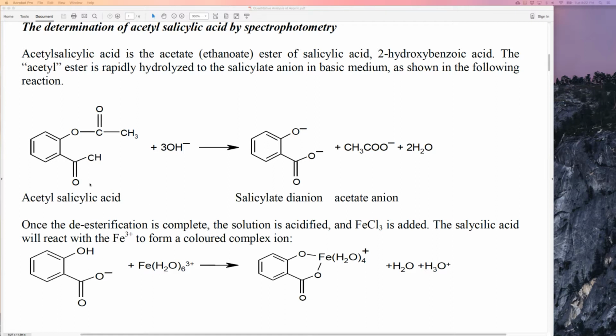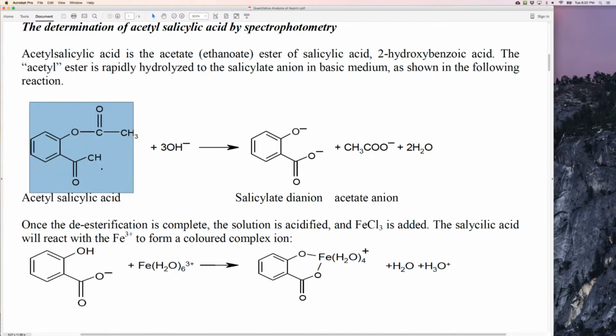But acetylsalicylic acid here, which is aspirin, this molecule here, and I don't know why, but the PDF is not showing this as an OH. This should be an OH. It should not be a C, by the way. This molecule is aspirin. This is the drug that is used for people for multiple different purposes.